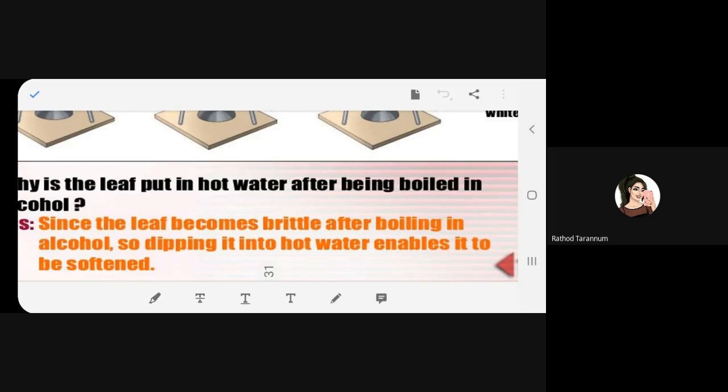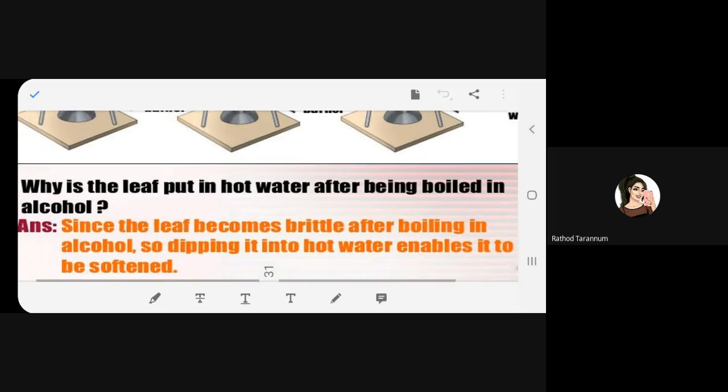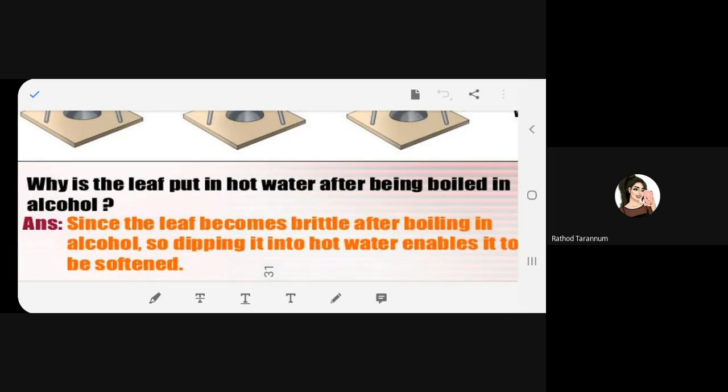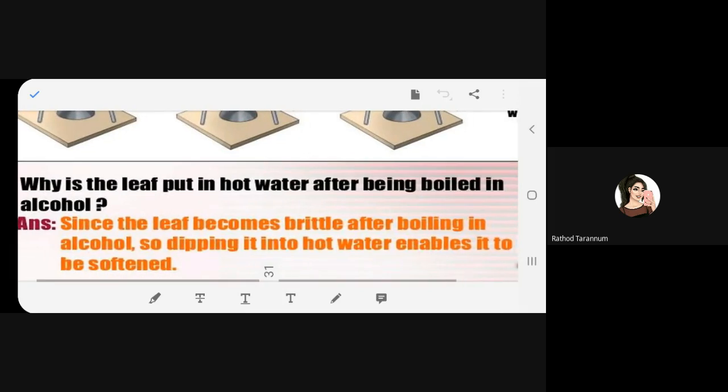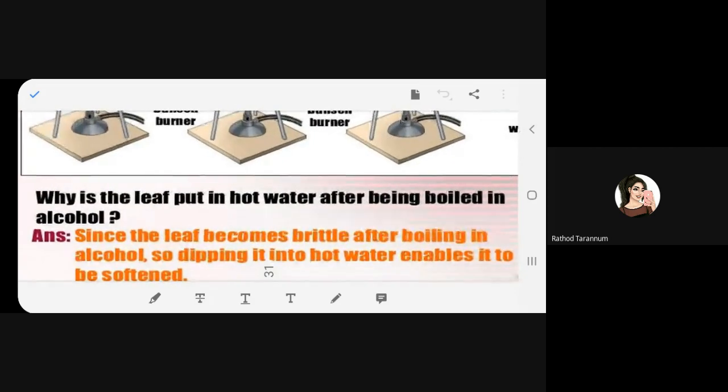After we boil in alcohol, where is the chlorophyll? Why are you adding chlorophyll, beta? Ma'am, but this picture is cut. That's why. Doesn't matter. Since the leaf becomes brittle after boiling in alcohol, dipping it into hot water enables it to be softened. It is enables, not unable. Say it again. Enables. Very good. Remember that.